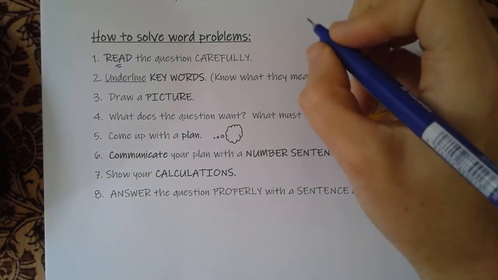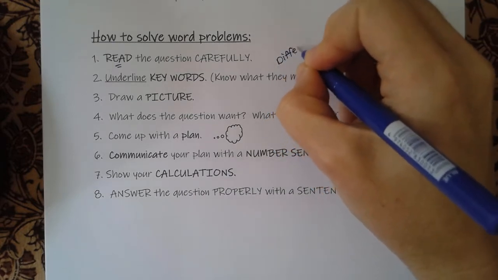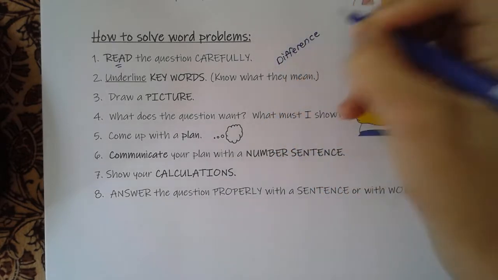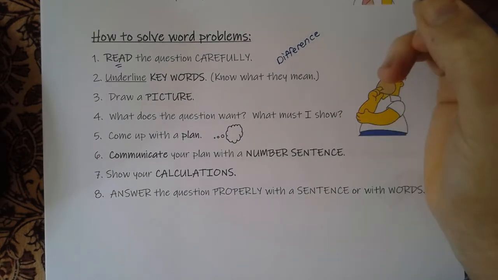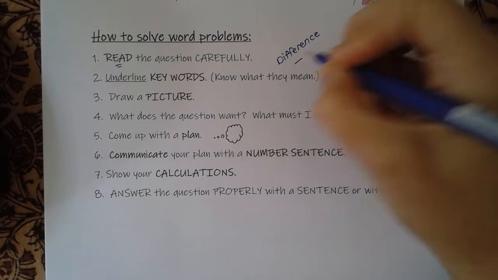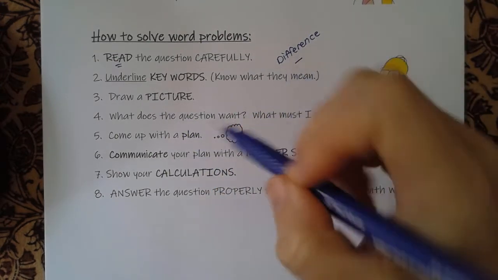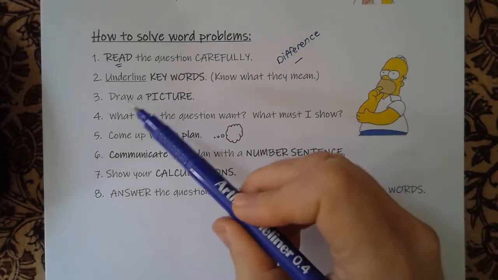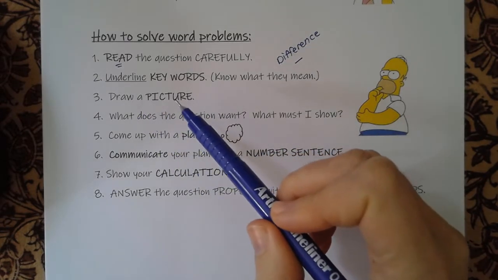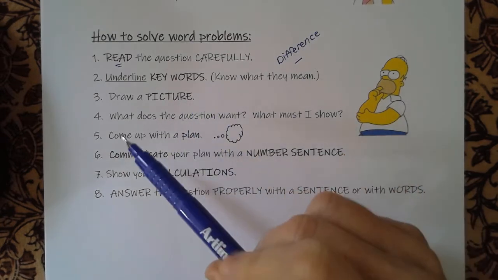The next step is underline keywords, and you need to know what they mean. For example, you need to know the meaning of difference. So I would ask, what is the difference between 540? If you know the meaning of that keyword, you will know you're going to minus or subtract. I'm going to come back to more examples. If you feel like drawing a picture to understand the question better, then you are welcome to do that.